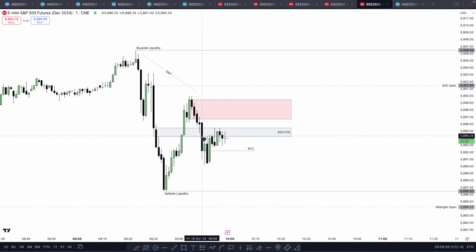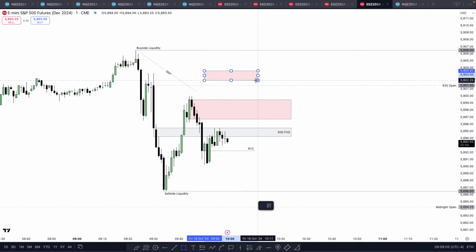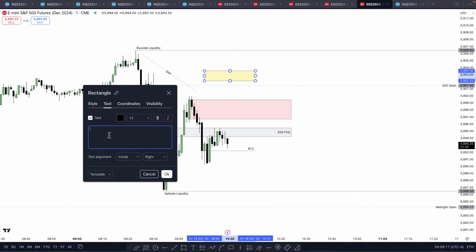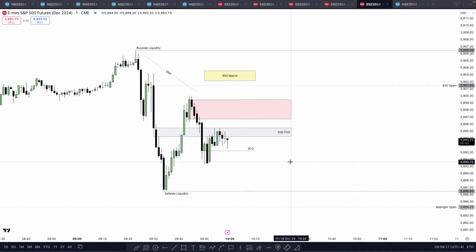So we're still in this macro window. ES still continues to show that, and then NASDAQ also gets back below its 930 fair value gap, just adding to the previous note I made in terms of seeing speed below that 930 fair value gap. But in my opinion right now, it's just a waiting game. I want a clear idea.